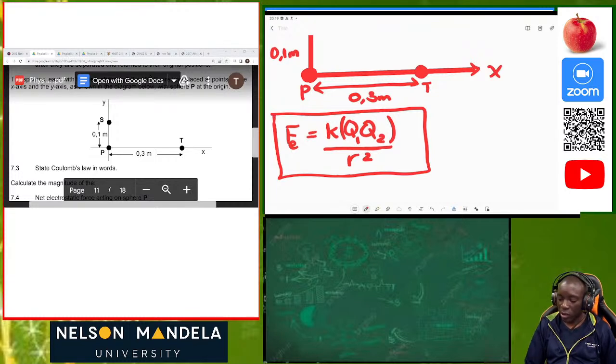So the magnitude of the electrostatic force between 2 point charges is directly proportional to the product of the two charges and inversely proportional to the square of their distance of separation. So that's Coulomb's law.